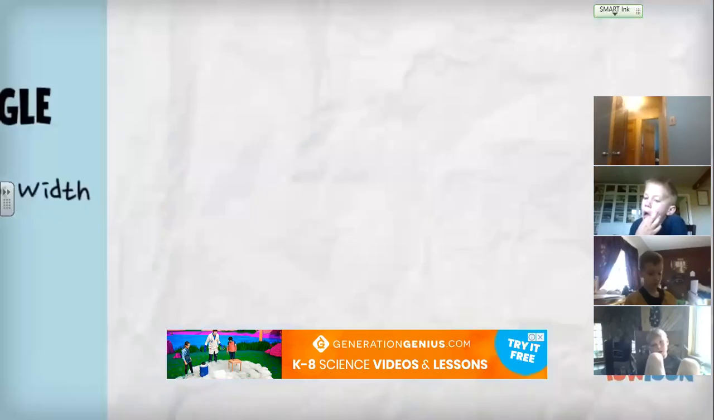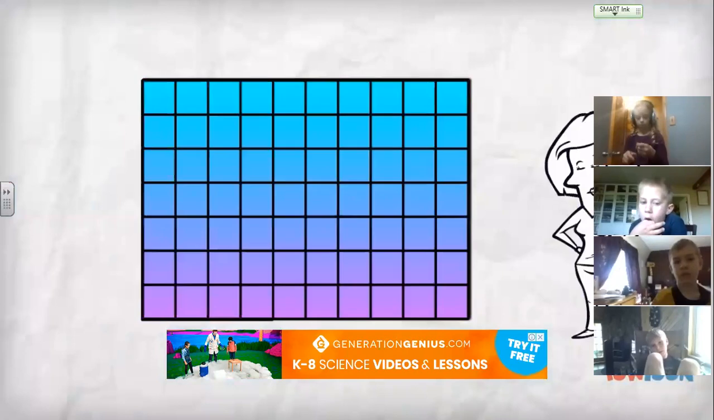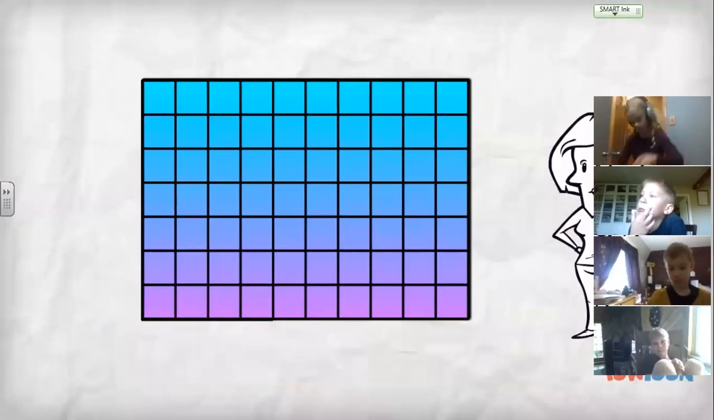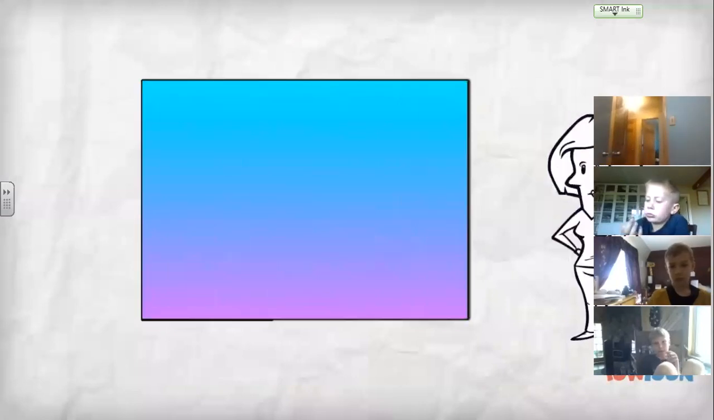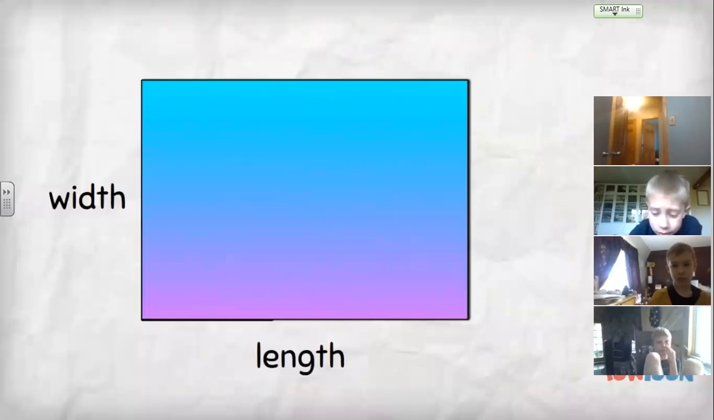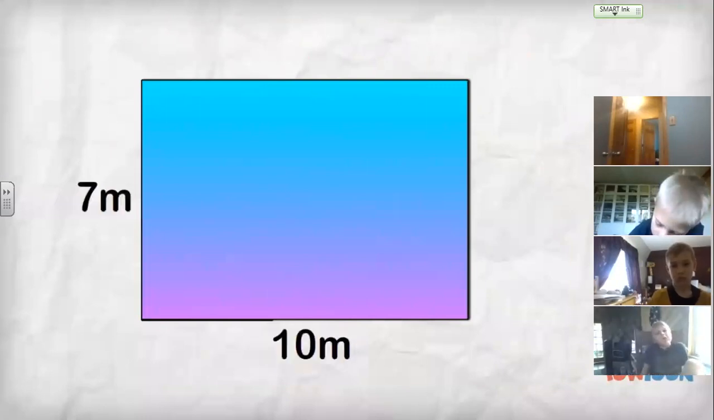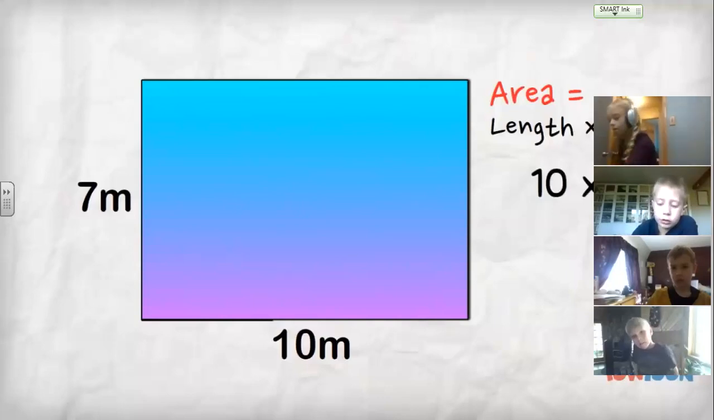If we're finding the area of this rectangle here, we could carve it up into little squares and count all of those. But that would take a long time on a big rectangle. Instead, it's always much quicker to multiply length times width to get the area. On our rectangle, length is 10 meters and the width is 7 meters. Area is length times width, so 10 times 7 is 70.